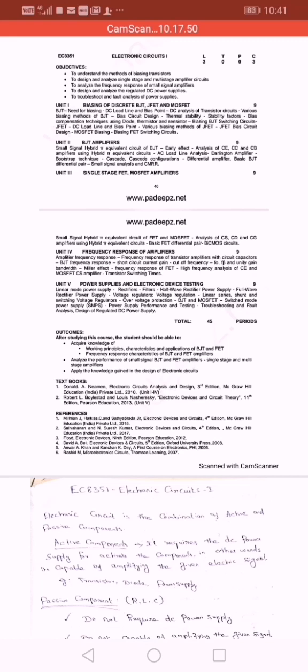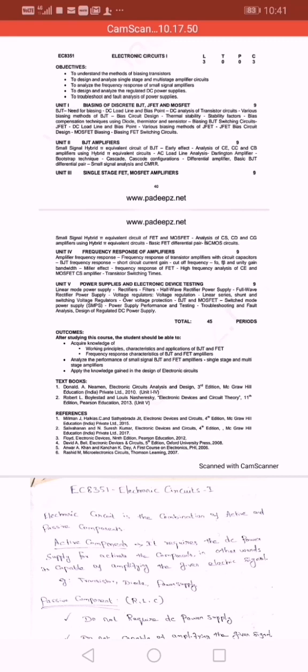And the fourth unit is frequency response of amplifier. In that unit, we already know BJT and FET transistor circuits have capacitors in the circuit, like coupling capacitors and bypass capacitors. So we know the capacitor is related to frequency: the reactance of capacitance Xc is equal to 1 by 2 pi Fc. So the reactance is inversely proportional to the frequency. So by varying the capacitance, the frequency response also varies.